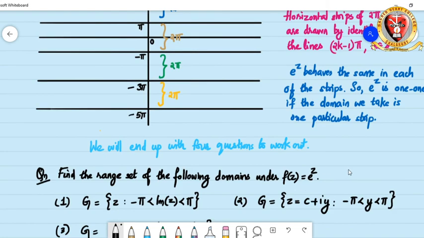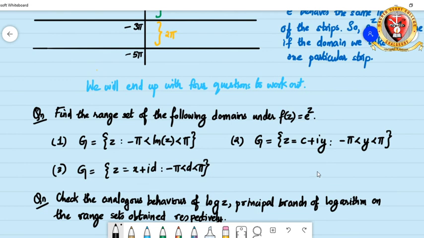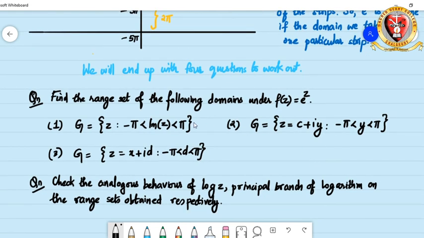Okay, next we are moving on to some questions and we are ending this video. These are very simple questions which can be inferred from what we just discussed. The first question is: find the range set of the following domains under the exponential function. The three domains are given. Find the range set using what we just discussed.